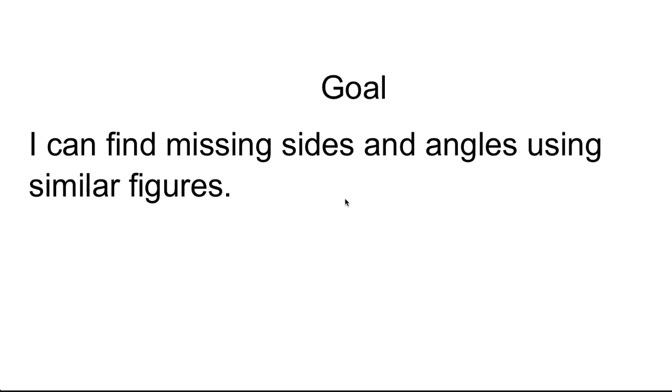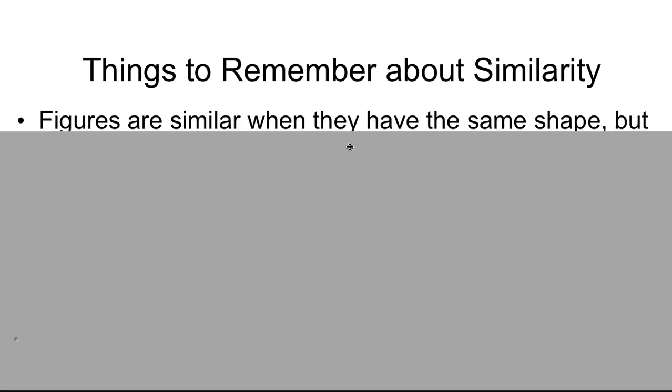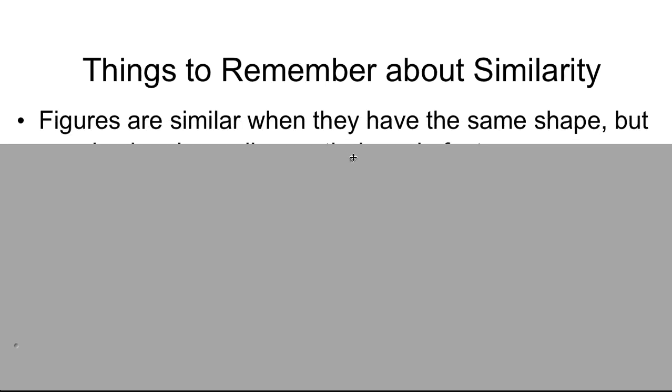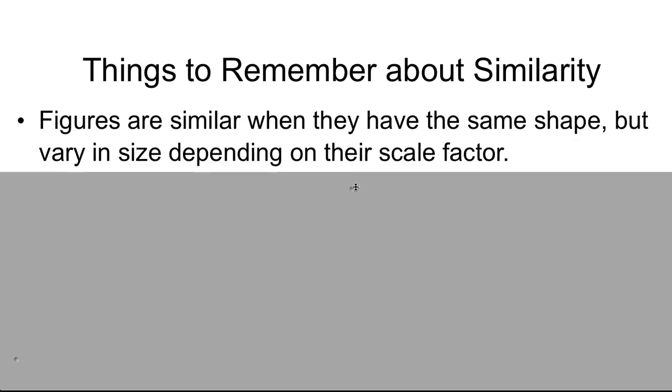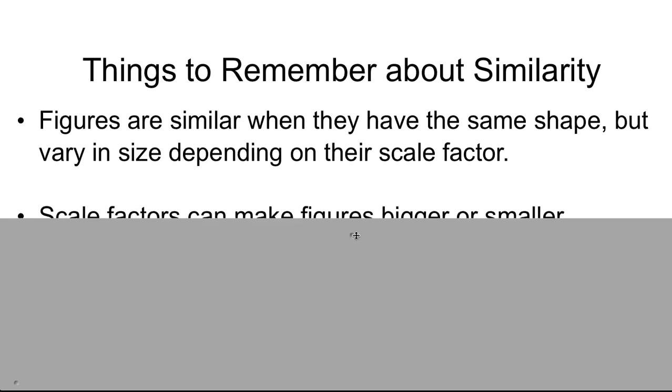Hello class. In this video, we're going to be talking about how to find missing sides and angles using what we know about similar figures. Now there's a couple things you want to remember about similarity before we go into the lesson. First of which is the actual definition: figures are similar when they have the same shape but vary in size depending on their scale factor.